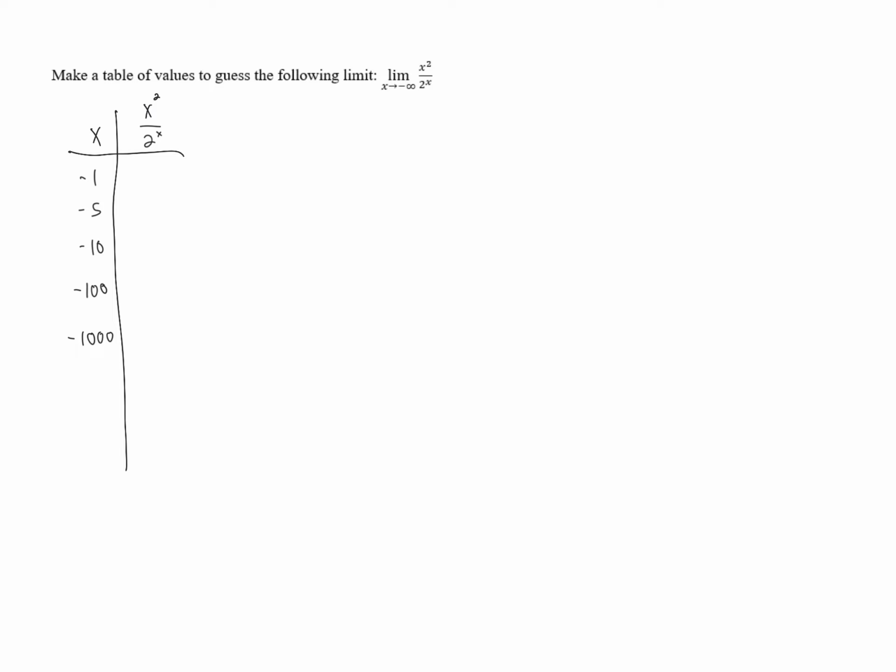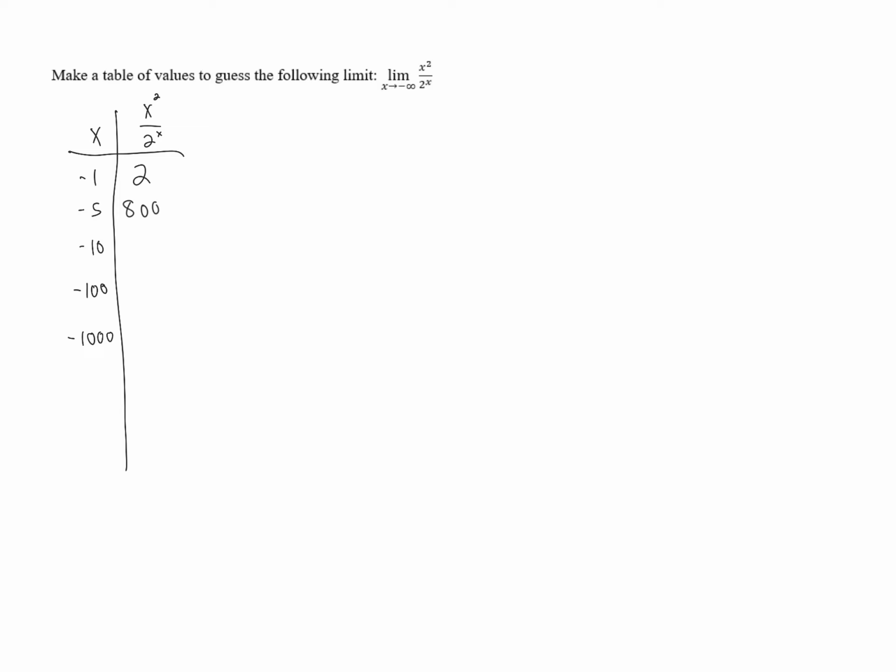You can also do, at least the first one by hand is not that bad. When x is -1, let's do the first one by hand. -1 squared is +1, and 2 to the -1 is 1/2, and 1 divided by 1/2 is 2. For -5, this is going to be -5 squared is 25 over 2 to the -5th. That'll be 25 over 1/32nd, which is 25 times 32, which is 800.